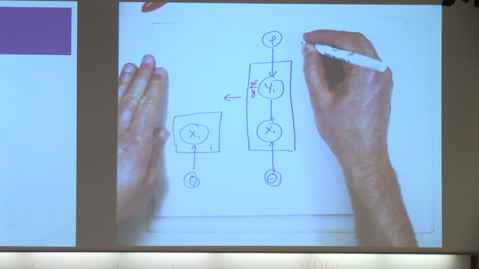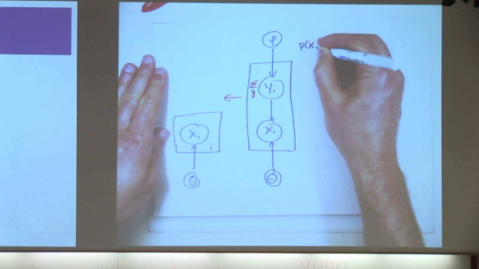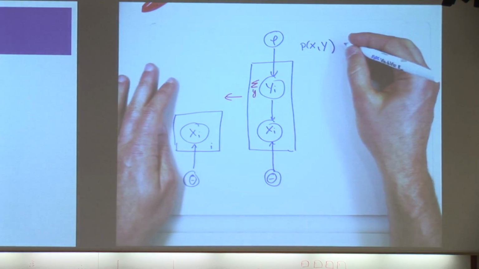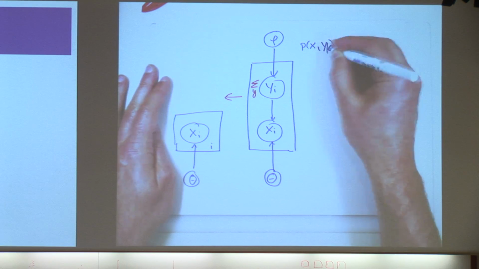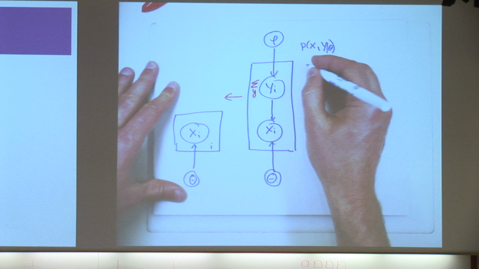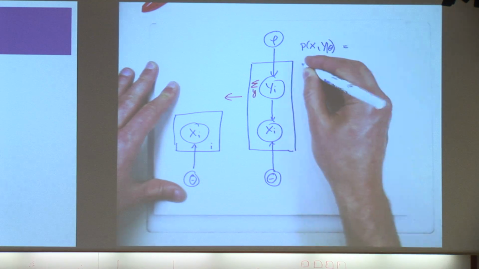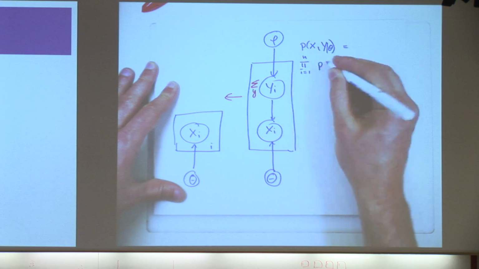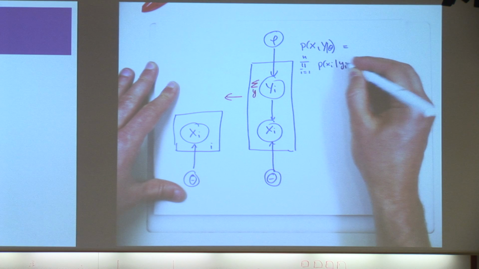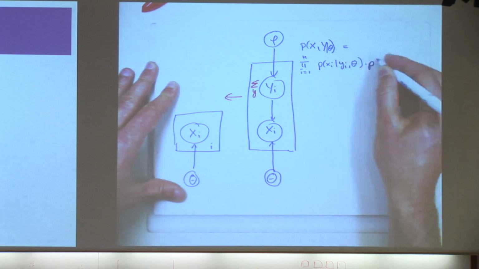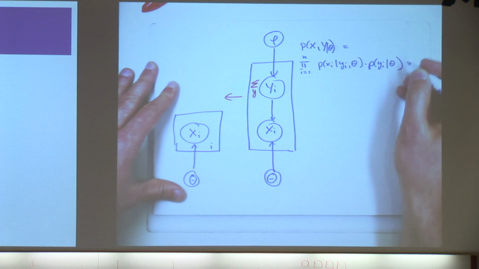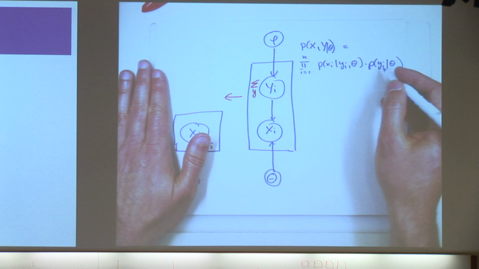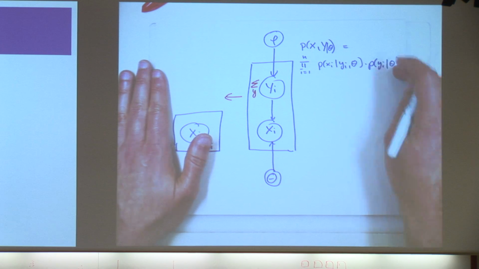So if I have p of x and y, and I'm just going to call those two variables the same thing, doesn't really matter, parameterized by some theta, right? Well, this is just given by the product, i going from 1 to n, p of xi given yi and theta times p of yi given theta. Right? And of course, this will now depend on however I pick theta.